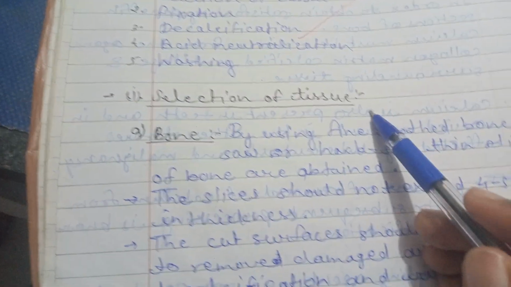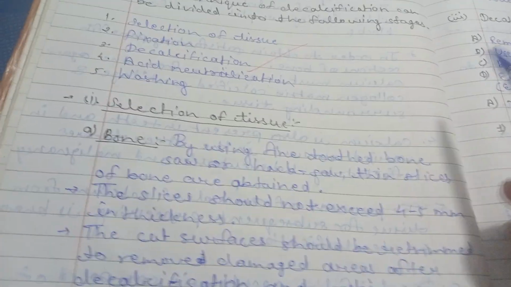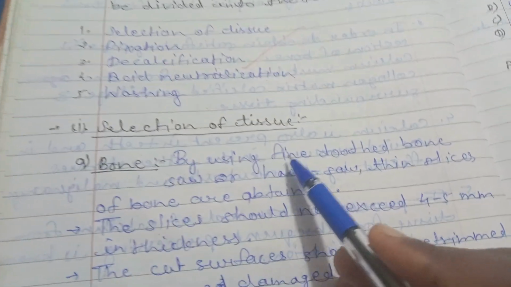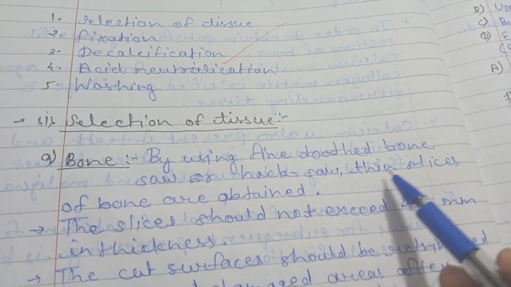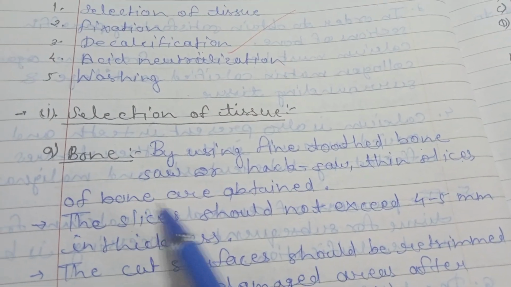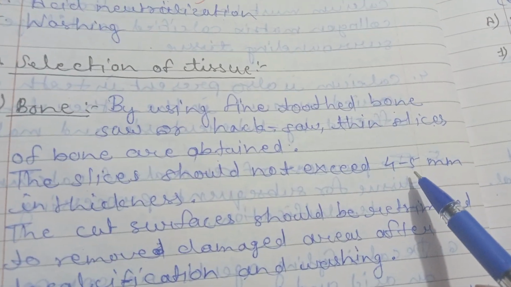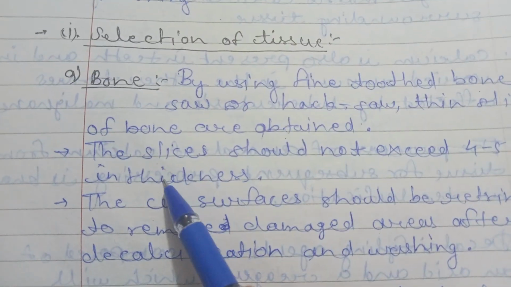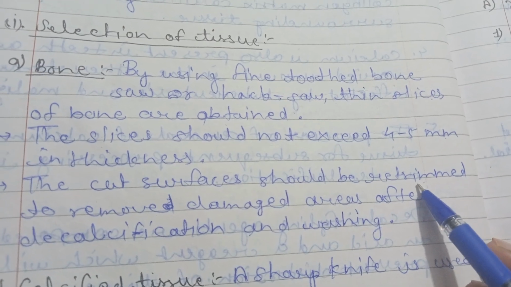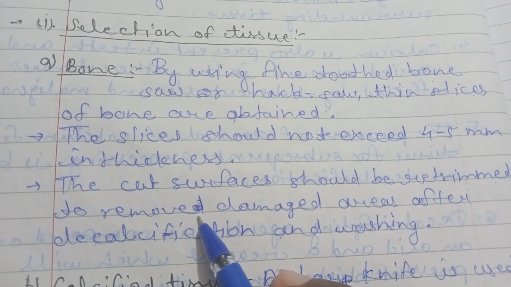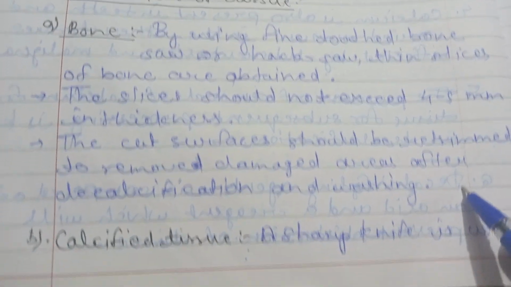पहला सिलेक्शन ऑफ टिश्यू, बोन, कैल्सिफाइड टिश्यू और बोन. By using a fine toothed bone saw or hacksaw, a thin slice of bone is obtained. The slice should not exceed 4 to 5 mm in thickness. The cut surface should be trimmed to remove damaged areas after decalcification and washing.